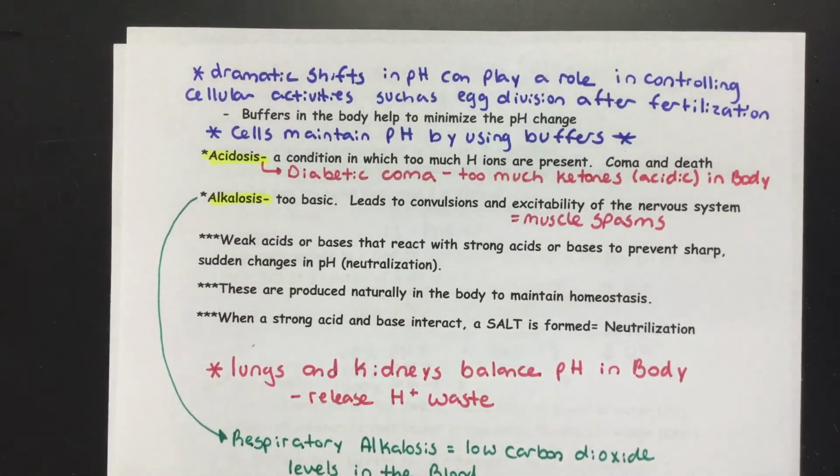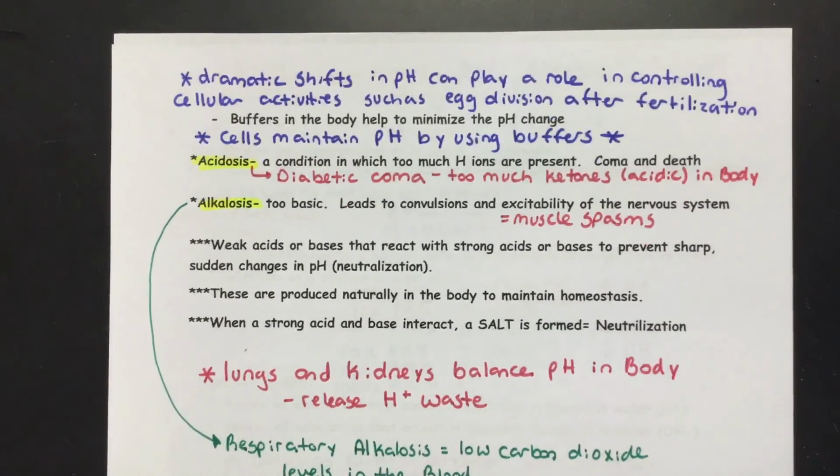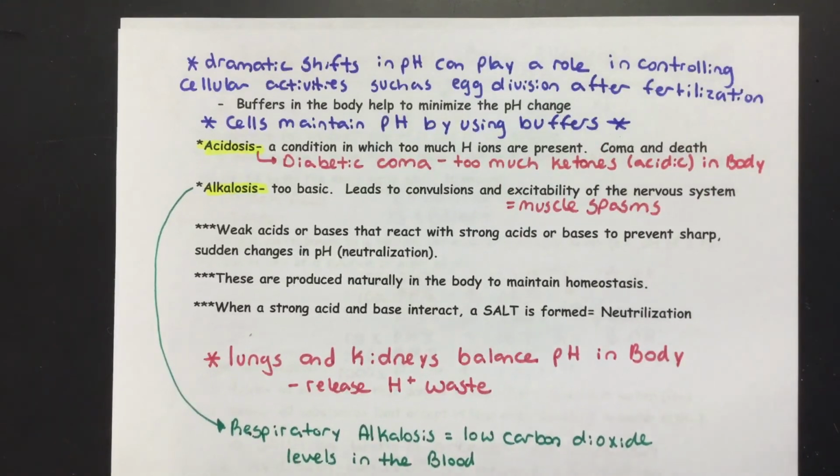Any dramatic shift in pH can play a role in controlling cellular activities. So for instance, if we start changing pH on things, it can affect things such as cell division after fertilization. It can lead to certain problems with that embryo starting to form. Cells are going to maintain this pH within the body, that normal range, by using buffers.